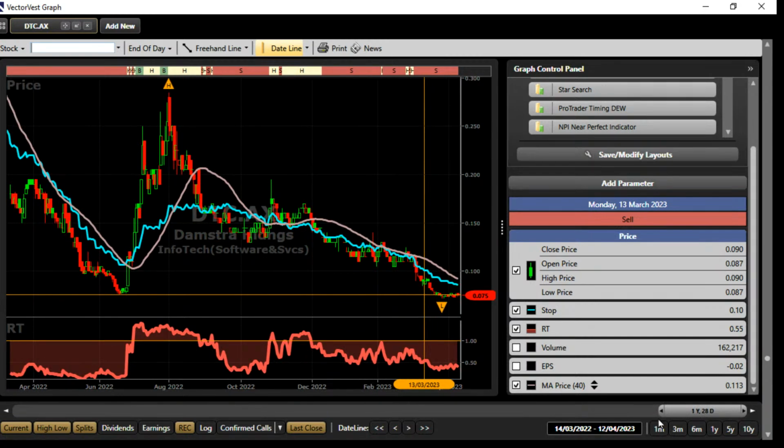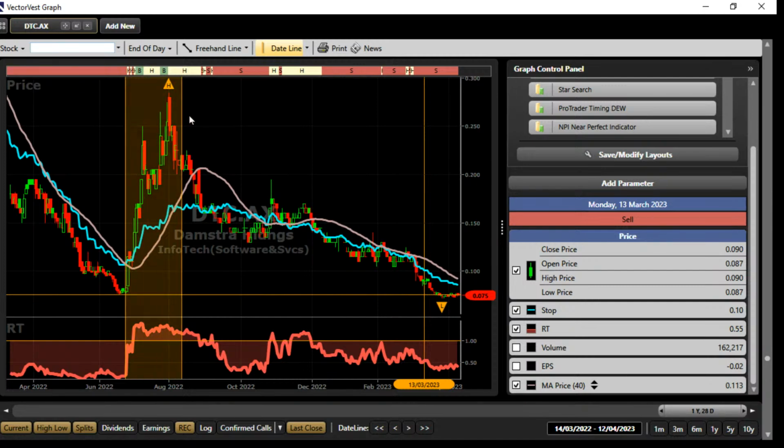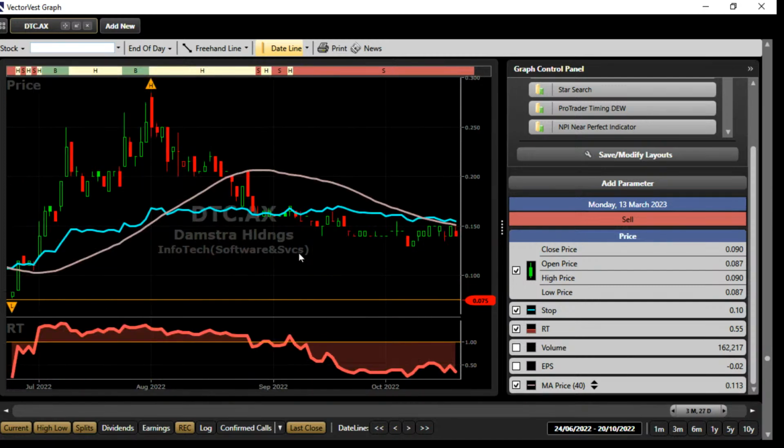What do we got here? Damstra, Infotech. So technology stock, notoriously volatile, a lot of these technology stocks. So if you're holding on to technology stocks, you really want to concentrate on the VectorVest timing signals and concentrate on our 4 tips. Here, happy days, it's acting like a typical tech stock.